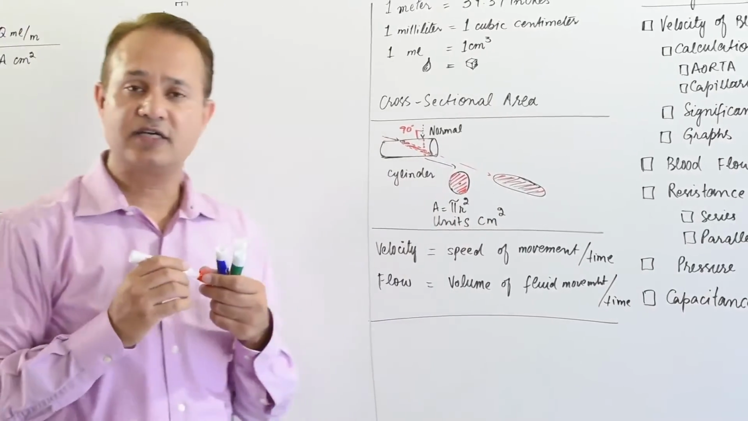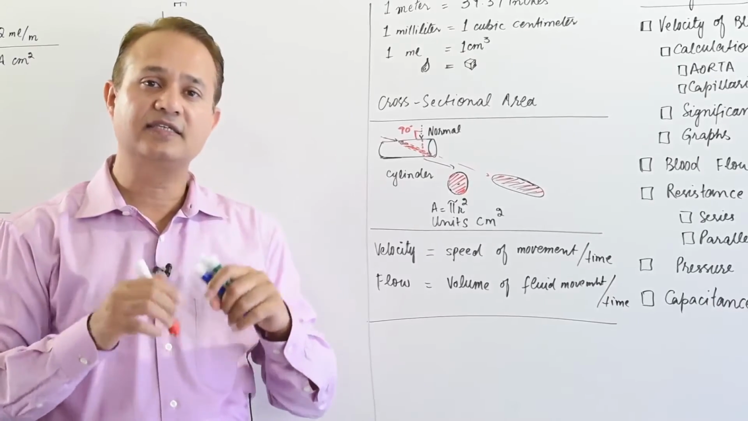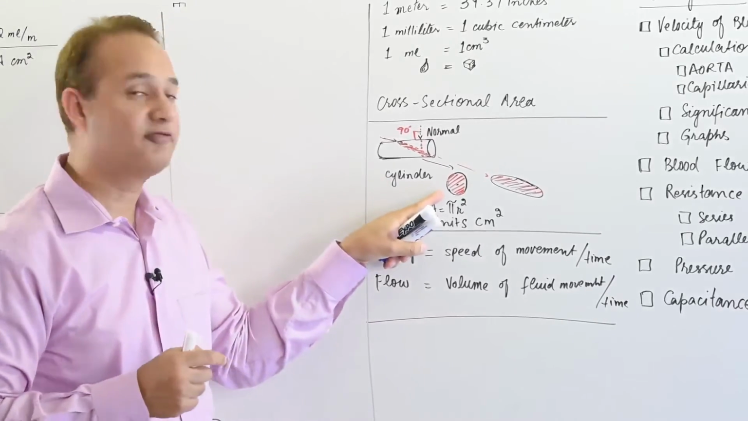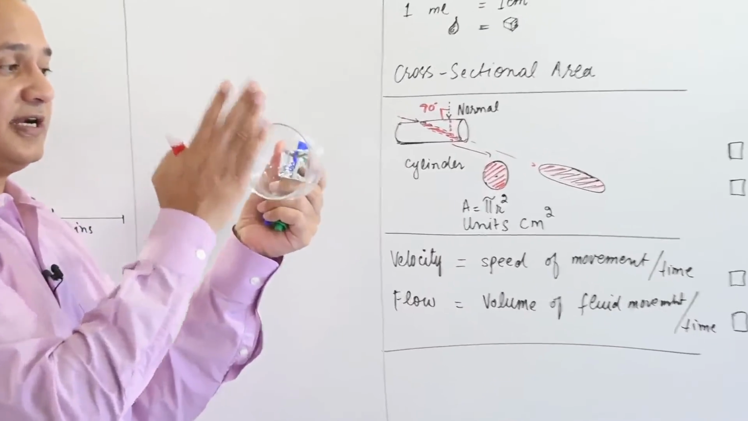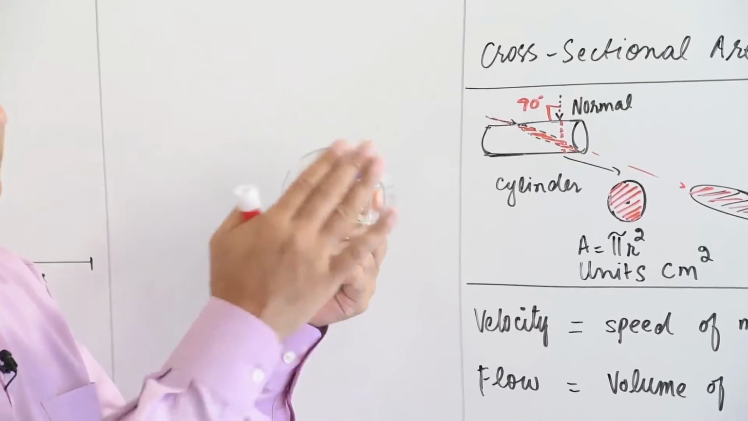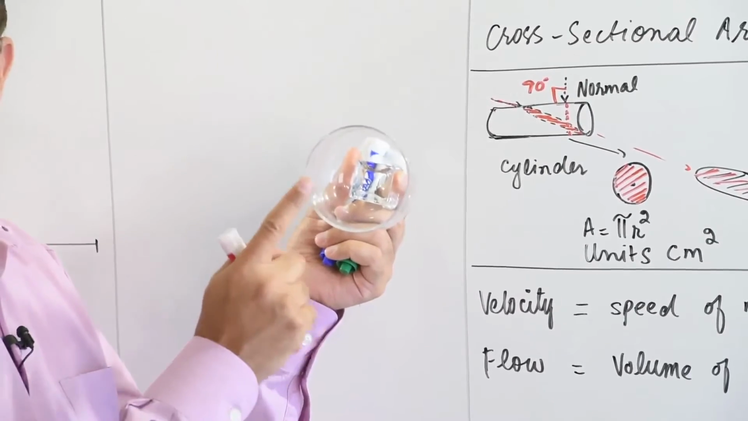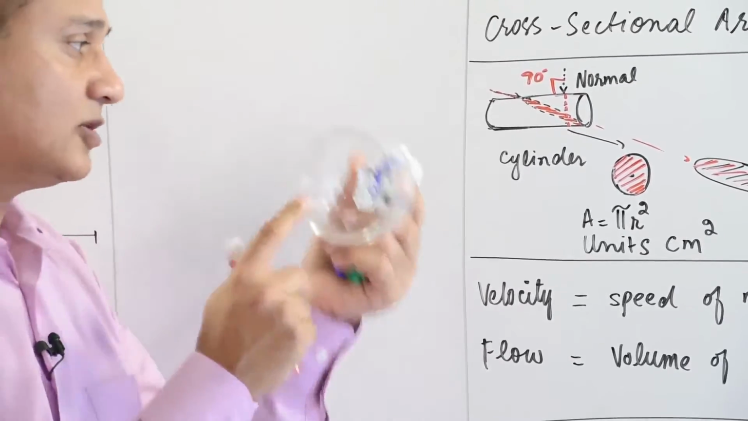Cross-sectional area, if you cut a cylinder at its normal, then the cross-sectional area is the same as the area of the circle. See, this is the cylinder. If you cut it at its normal, then what are we seeing now? We are seeing a circle. So the area of this cross section should be the same as the area of a circle. So that's what we're talking about.